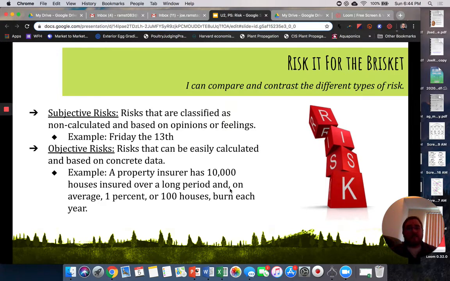Objective risks, on the other hand, are risks that can be easily calculated and based on concrete data. So an example would be a property insurer having 10,000 houses insured over a long period and on average 1% burn each year. So that would equate to be about 100 houses per year. That is an objective risk. So that when they, as an insurance company, are marketing their insurance policies, they can say that 1% of houses burn each year, and that is why we are issuing this specific rate on our insurance.